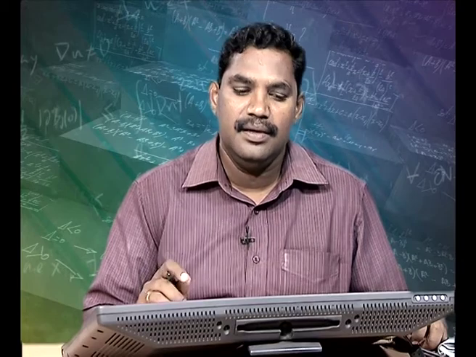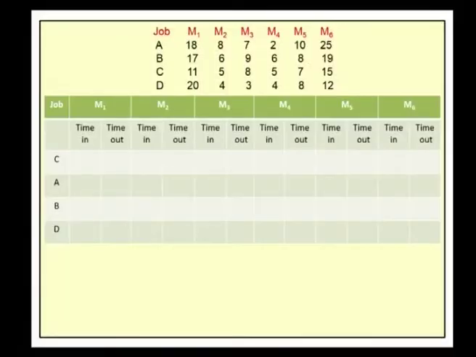Welcome back. Before the break, for a given 4 job and 6 machine problem, we obtained the optimal sequence. Now, with the help of this optimal sequence, we find the minimum total elapsed time for the given problem. The optimal sequence is: first job to be done is C, next A, next B and finally D.